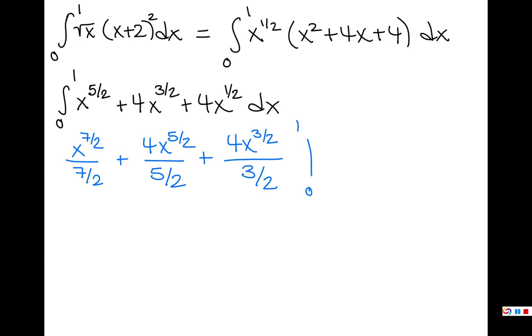So 5/2 plus 1 is 7/2. So I got x to the 7/2 over 7/2. Next term, 3/2 plus 1 is 5/2. So 4x to the 5/2 divided by 5/2. And then finally the last term is 4x to the 3/2 divided by 3/2.